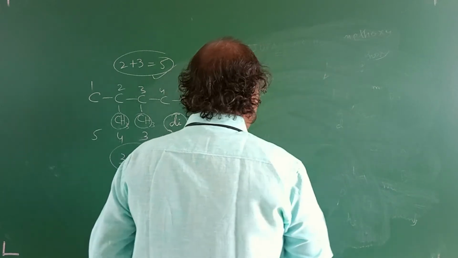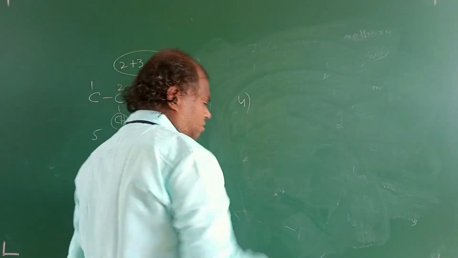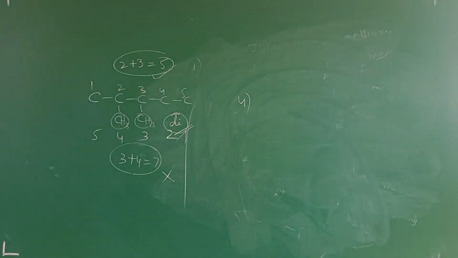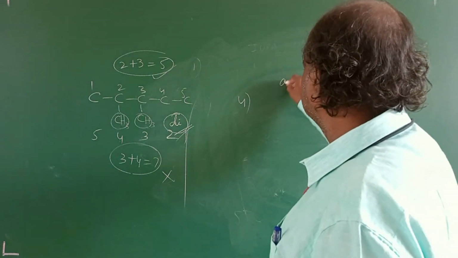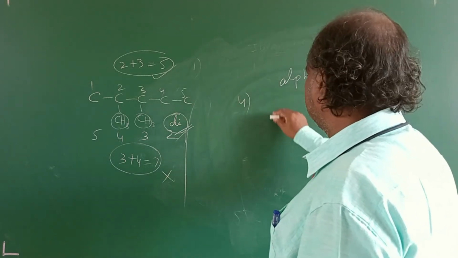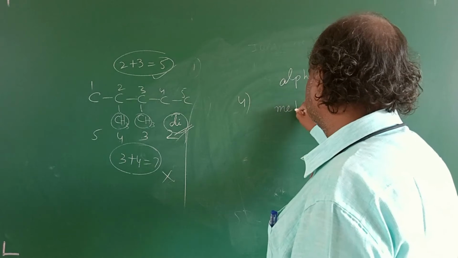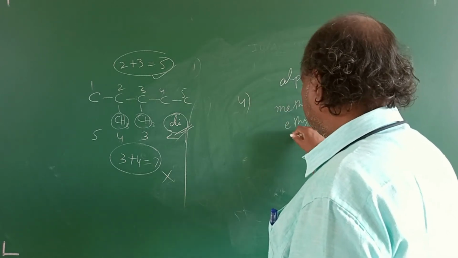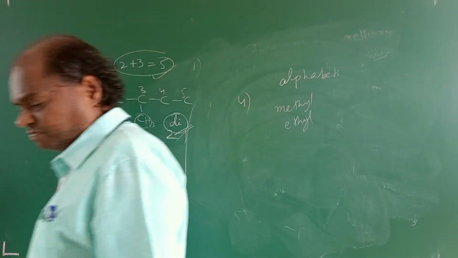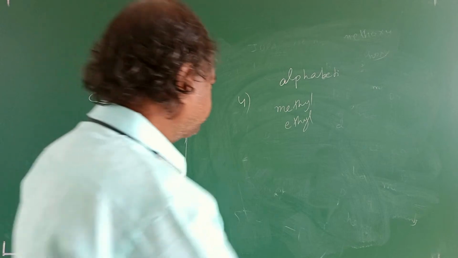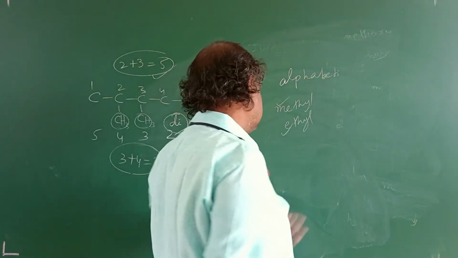And one more thing, last thing. When you are writing the substituents in the name, follow alphabetical order. Alphabetical means suppose I have got methyl and I have got ethyl. Then while writing, you should write E first because E comes first. So better you write E first and then you write M.